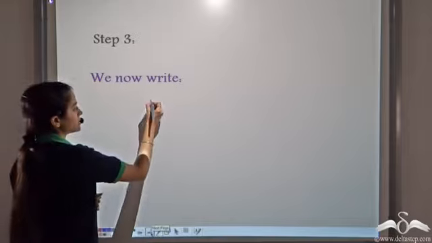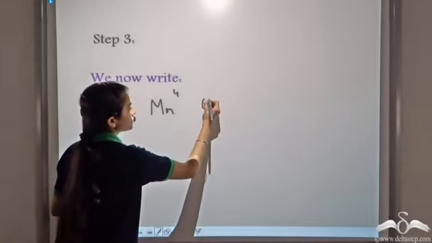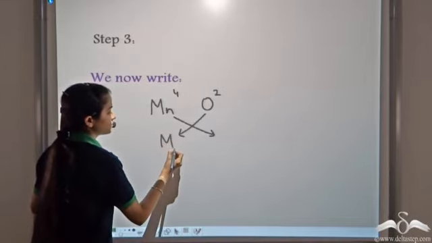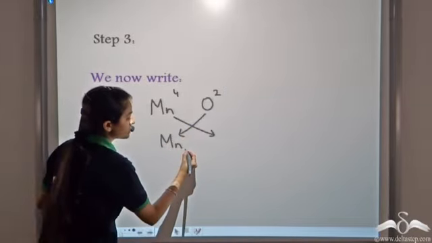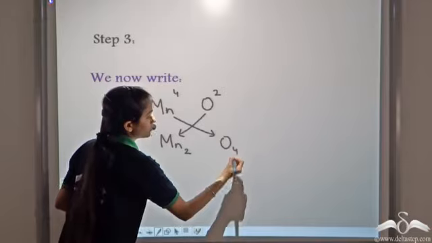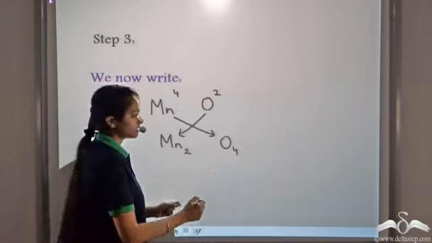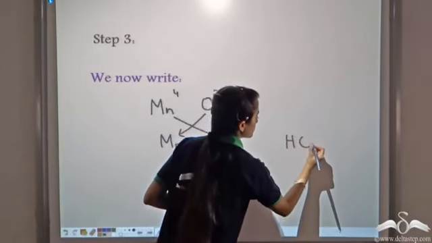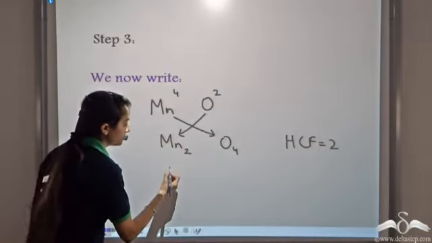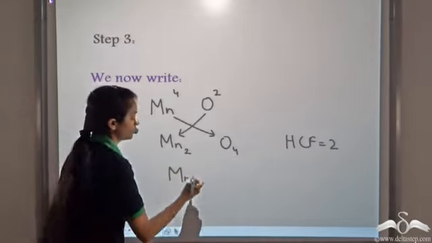Now let's interchange the valencies. We ignore the signs. The superscript becomes the subscript. Now in this case, the two subscripts are 2 and 4. Their HCF is 2. So when we divide this 2 by 2, we get 1. When we divide this 4 by 2, we get 2.